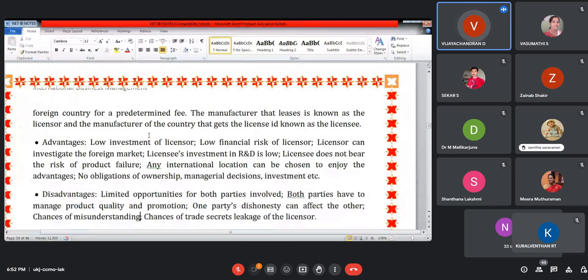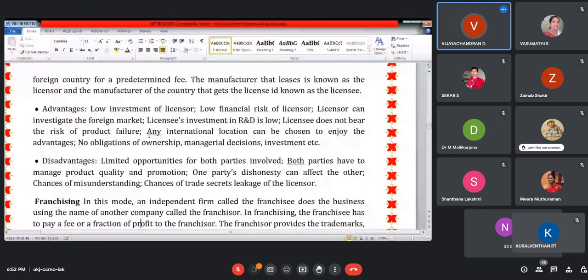And what is the disadvantage? The limited opportunity will be there. And both parties have to manage the product quality and promotion. So if there is any dishonesty, what happens? It will lead to misunderstanding. So both the parties, the licensor and also the licensee, should be very honest. If there is any chance of leakage of any secret, if they are not obliged by the contract, by the agreement, what happens? A complete collapse of the agreement will be there.